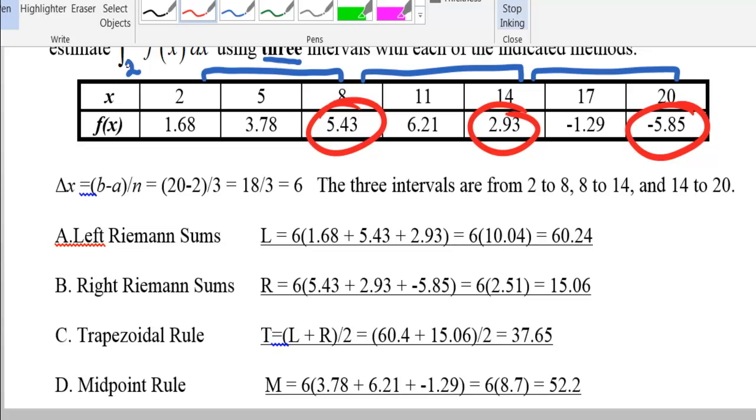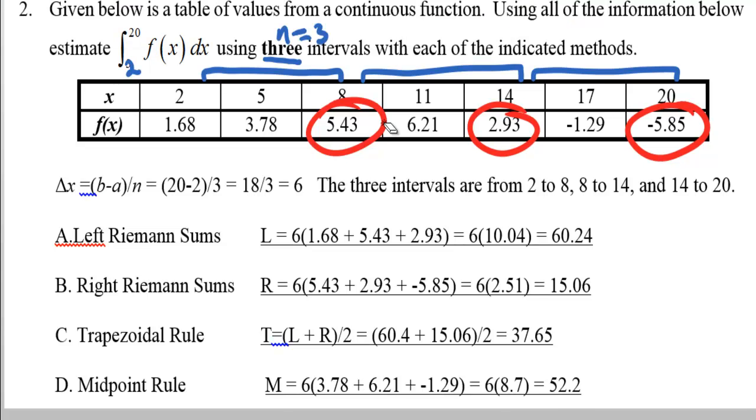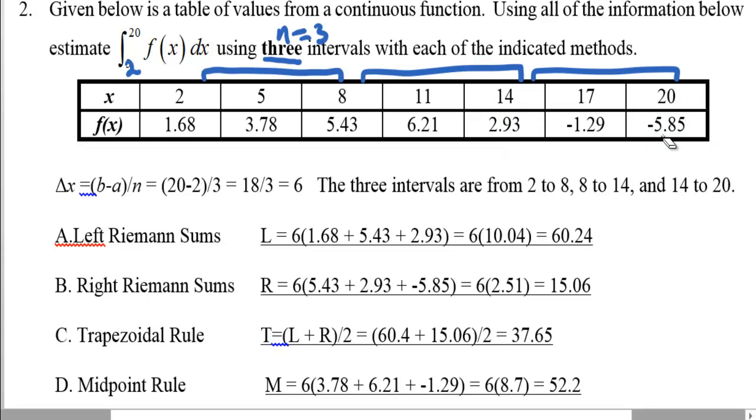Now we can get a better estimate than the right or the left Riemann sum by averaging the two. And that gives us our trapezoid estimate, left plus right divided by 2. So that's the 60.24 plus 15.06, and then divide by 2 is 37.65.